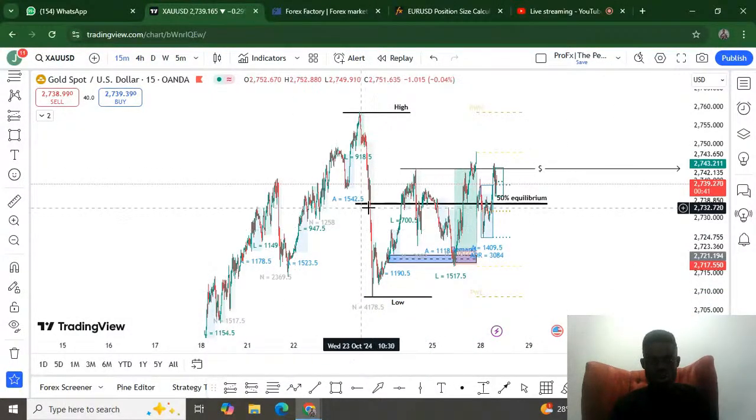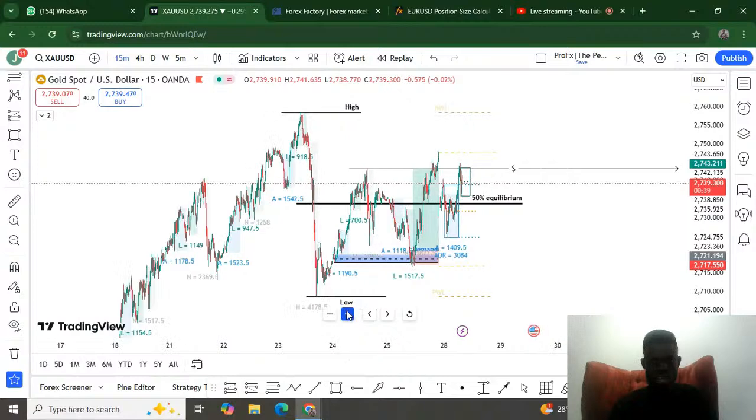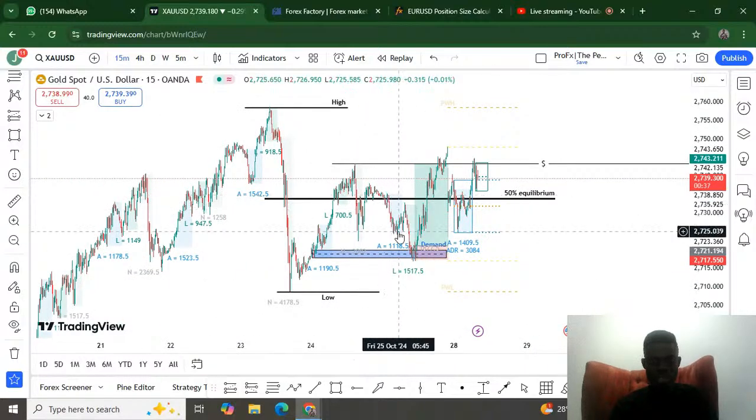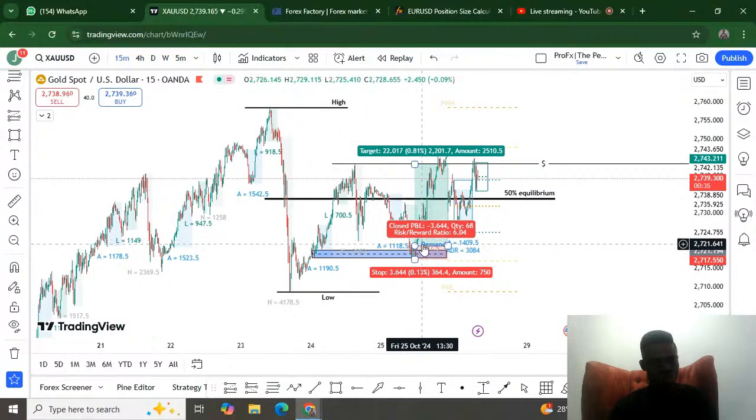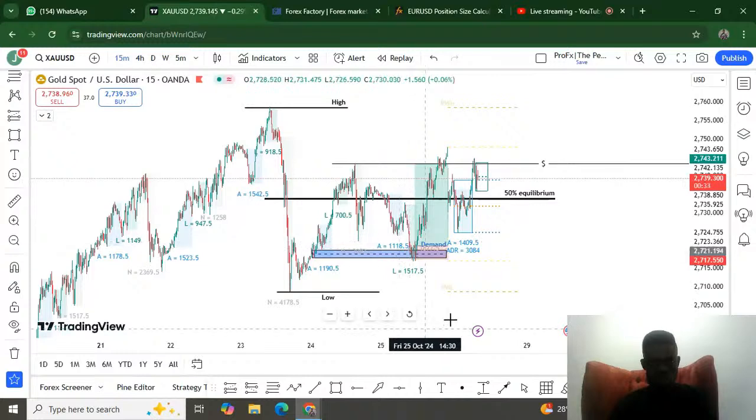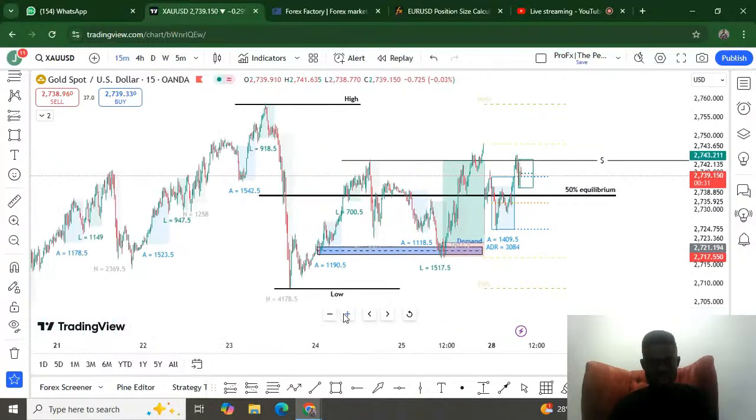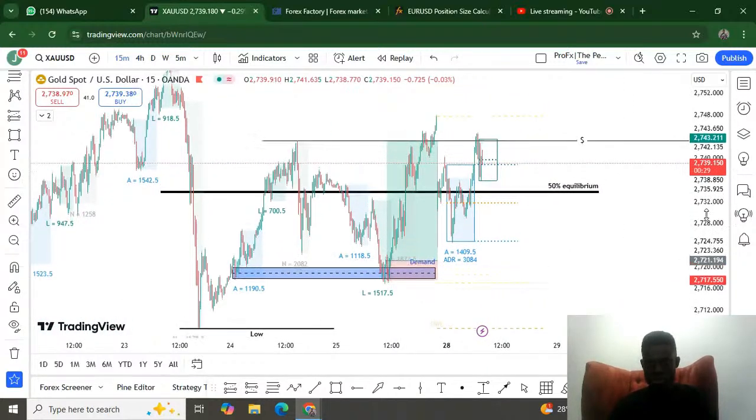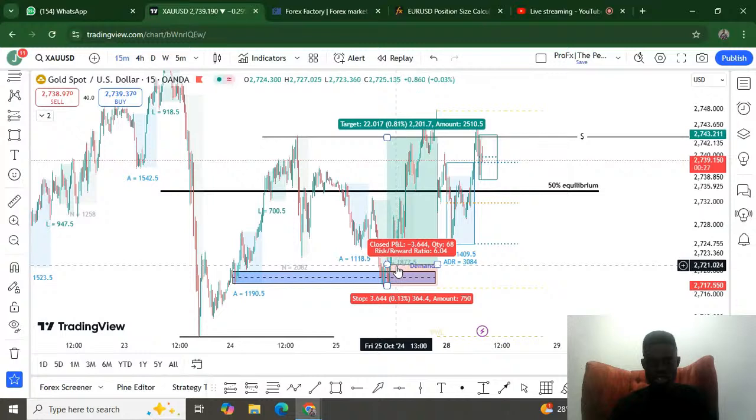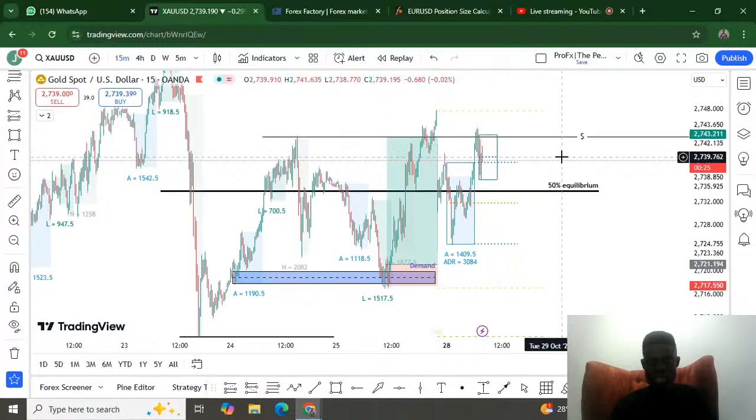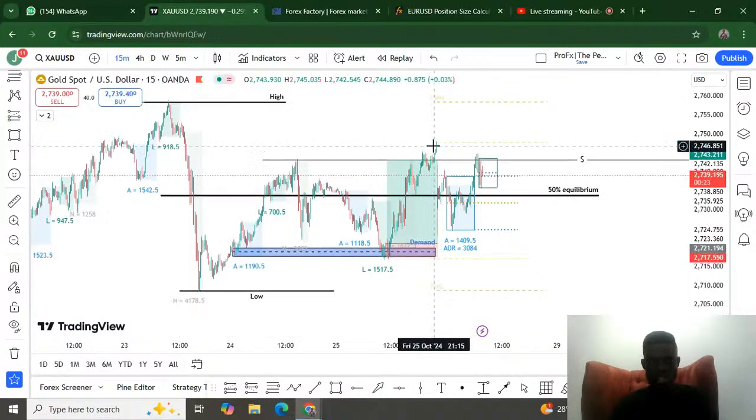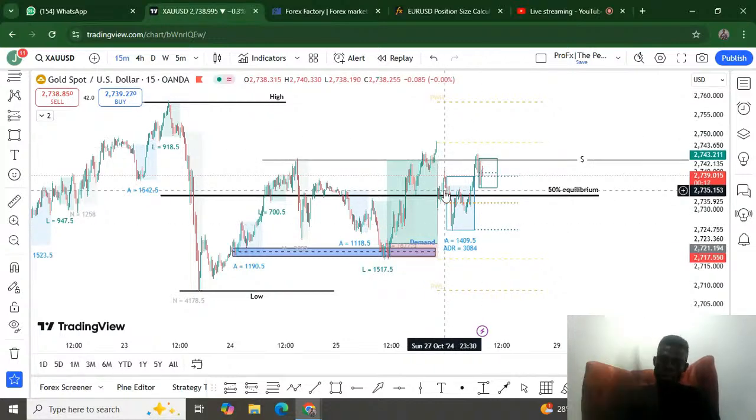So we have the equilibrium. On Friday we traded below 50%. Anything below 50% is what? Buy. So it located a demand zone here, and during the New York session we had this buy to the upside. Now we are into the premium, and we had a sell. So we are going to be selling at premium, buying at discounts.